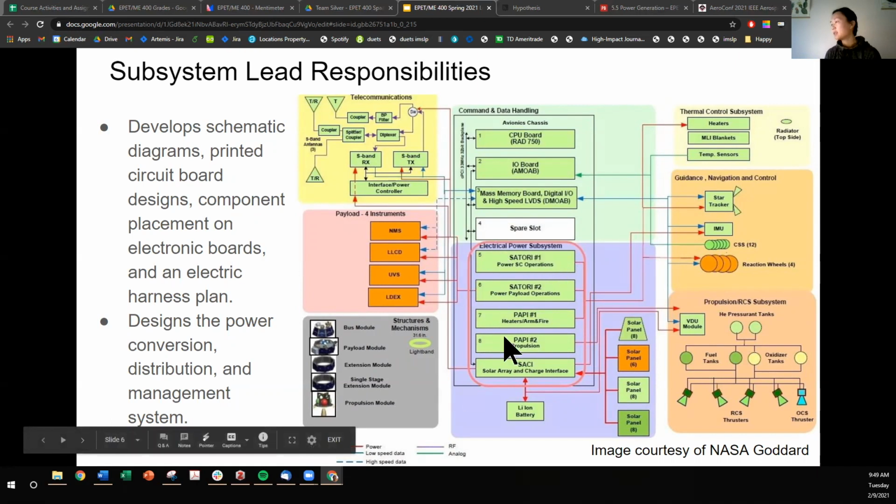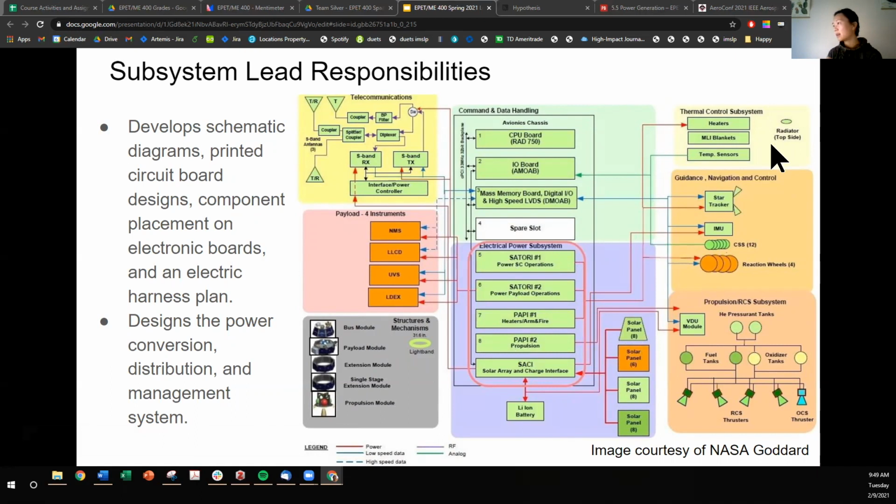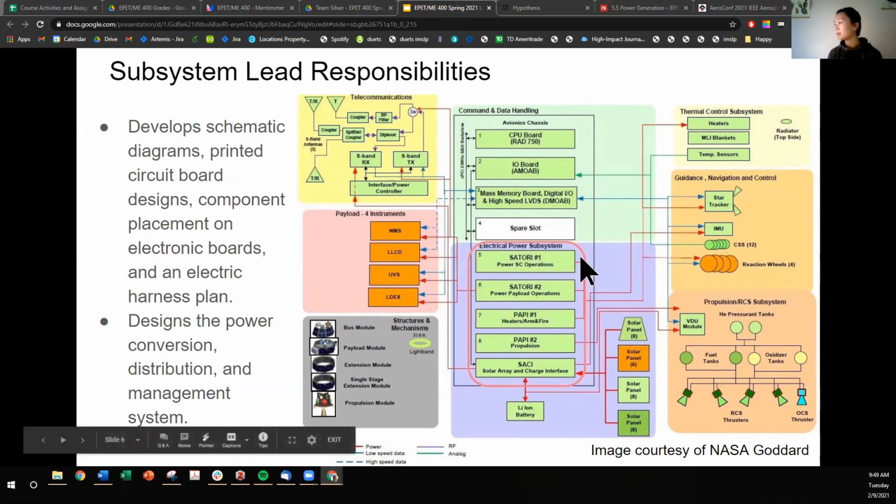So of course, the electrical power system is touching all of these components that are active, that need some kind of electrical power. And within itself, you can see there's this power generation subsection, and then there's the distribution and the energy storage.